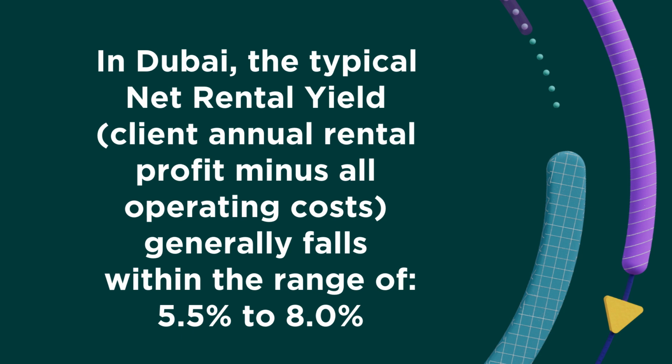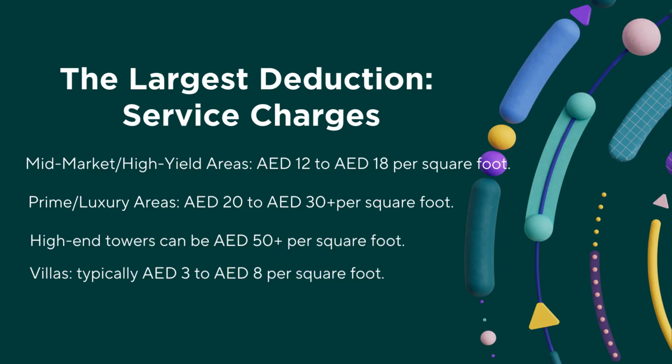To show you how we arrive at that net figure, let's break down the essential costs you must factor in. The largest deduction is service charges. This is the most significant annual expense you pay as an owner. It covers the maintenance and upkeep of all common areas: pools, gyms, security, AC maintenance for shared areas, etc. How is it calculated? Based on the size of your property, typically in AED per square foot per year.